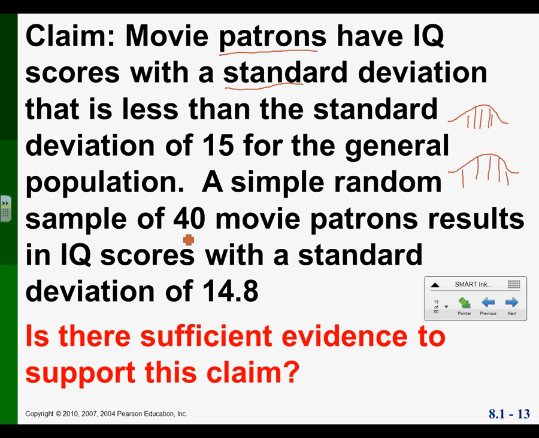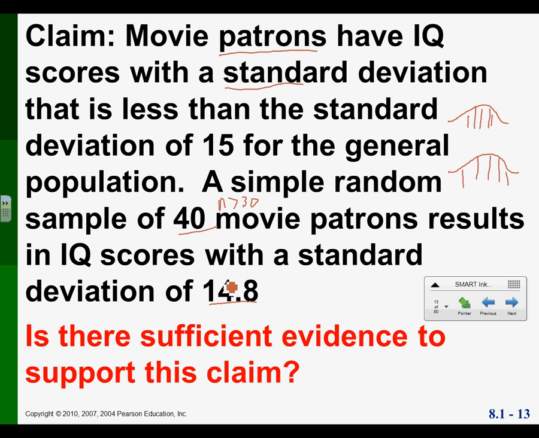Okay? A simple random sample of 40, that's good, isn't it? You know one of our criteria for our tests was what? Greater than 30, so that's good. Results in IQ score with a standard deviation of 14.8. Is there sufficient evidence to support this claim?